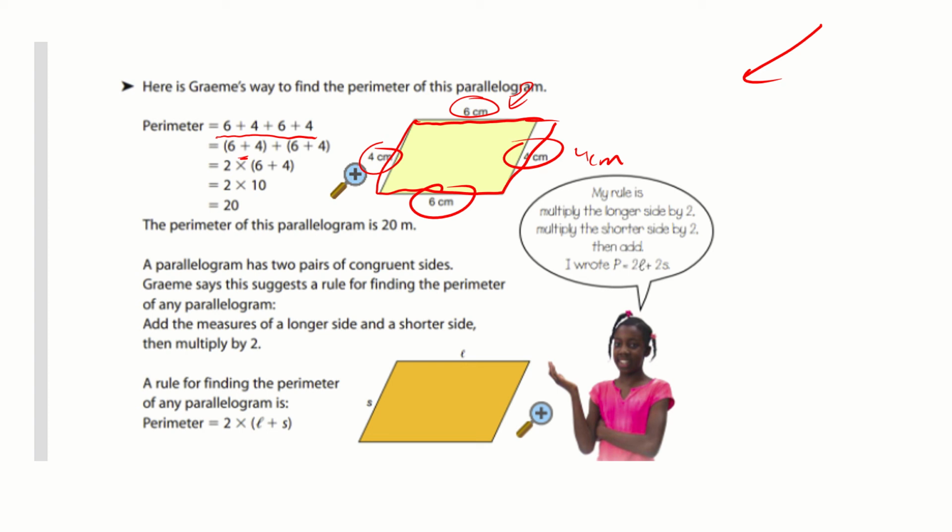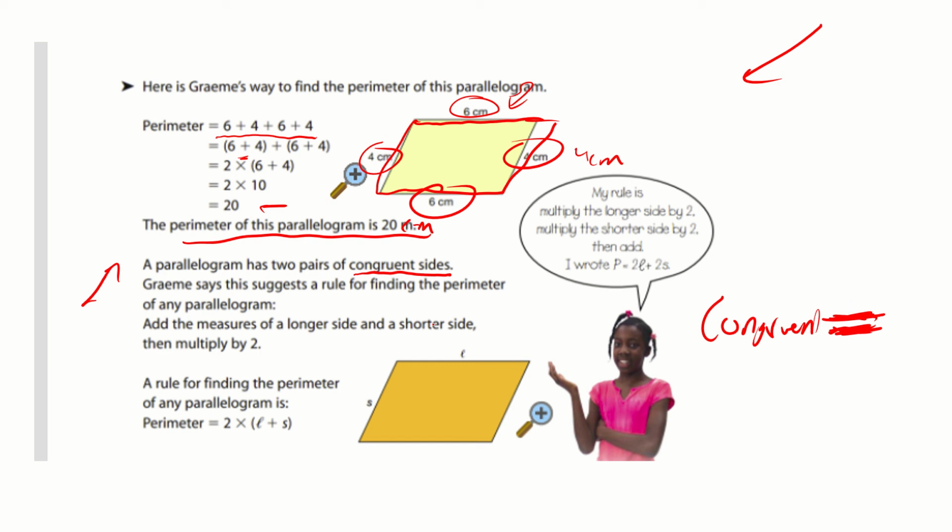Now, I know that's 20, but what they're saying here is another way you could have done it was you see 6 plus 4 twice, so you could do 2 times 6 plus 4. So it says the perimeter of this parallelogram is 20 meters. Centimeters, sorry, it should be. That's a typo on their part. A parallelogram has 2 pairs of congruent sides. Congruent is a big word, but basically what it means is equal, of equal sides.